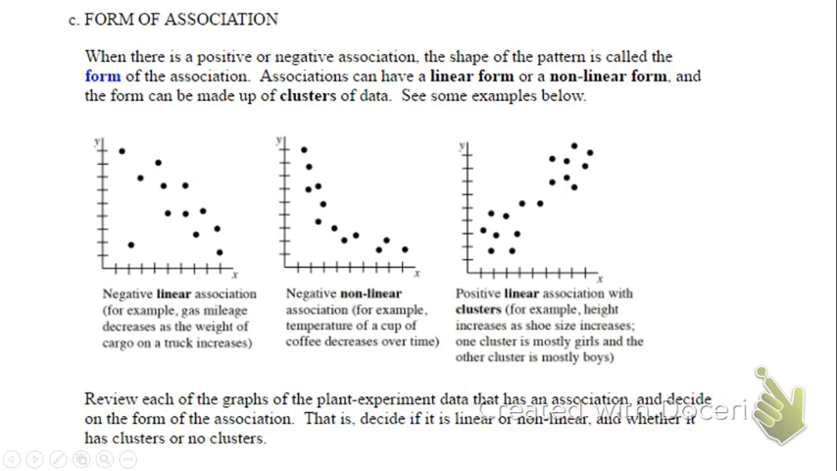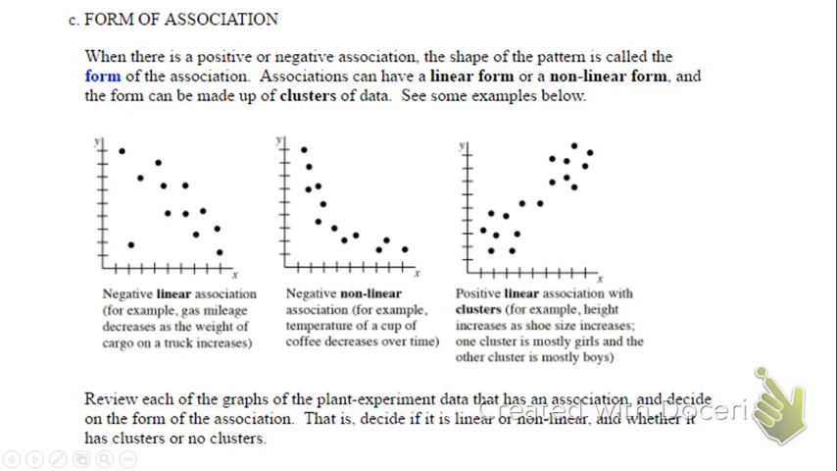Okay, now the form of association. Now make sure for B you've already written down for Team 1 what type of association, for Team 2 what type of association, for Team 3 what type of association. Now for C we're going to talk about the form of the association, and once again we're going to have Team 1, Team 2, Team 3, Team 4, Team 5. When there is a positive or negative association, the shape of the pattern is called the form of the association.